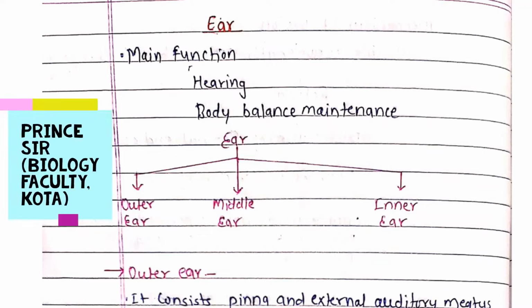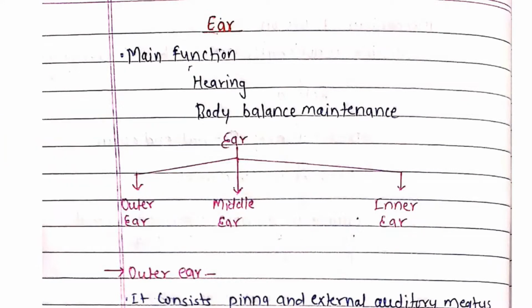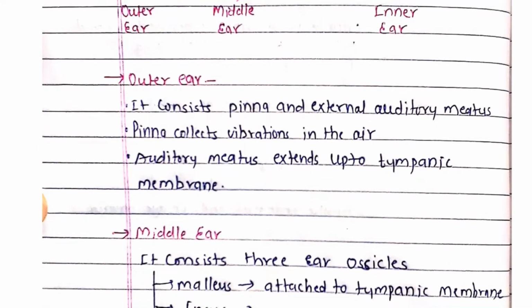The main function of the ear is hearing and body balance maintenance. The ear is divided into three parts, which are the outer ear, middle ear and inner ear. Now we talk about these parts in a little detail. The outer ear consists of the pinna and external auditory meatus.